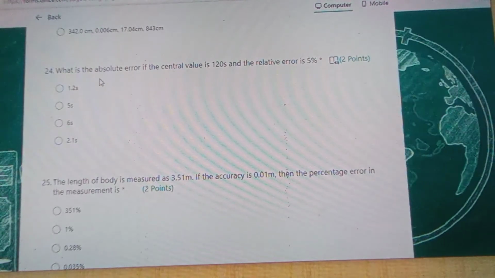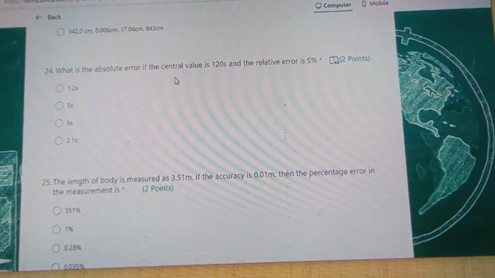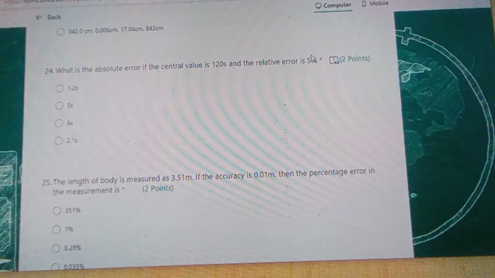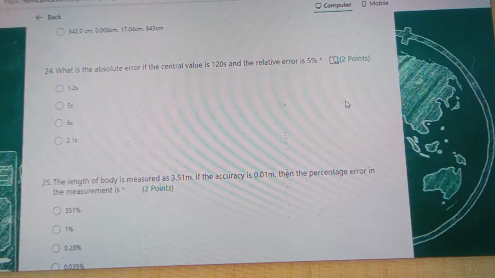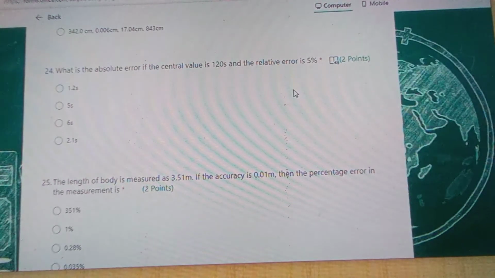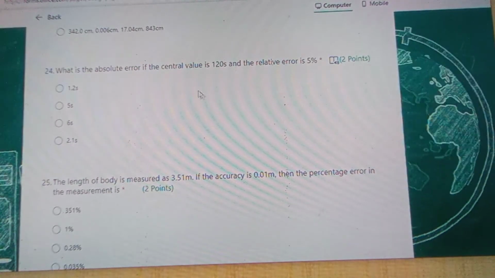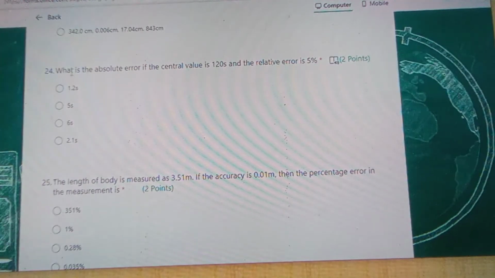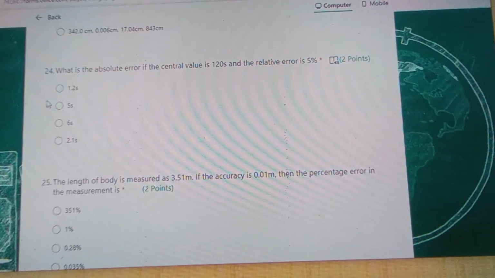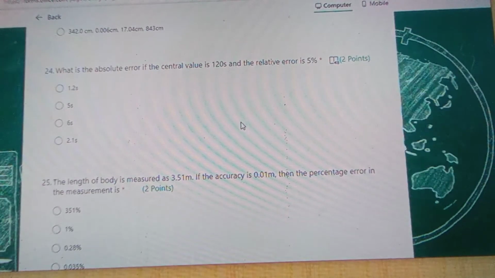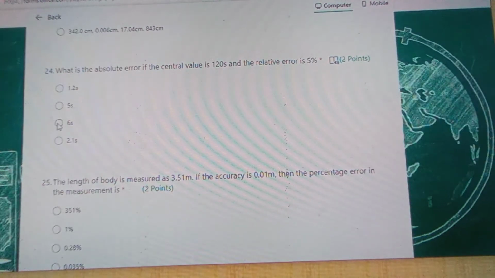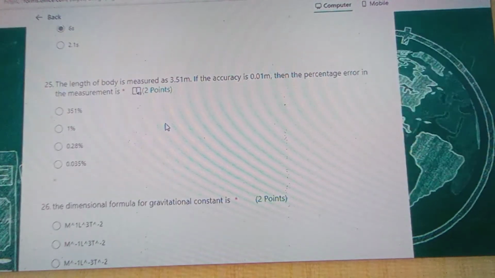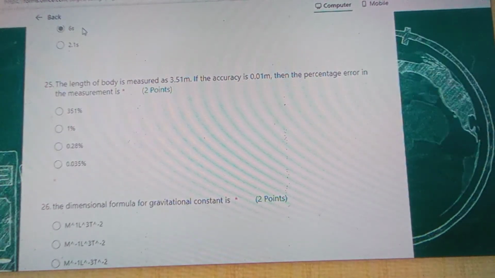24, what is the absolute error if the central value is given and relative error is given? Use that sheet, you calculate. After getting the answer, see whether it matches this list, because one of these will match your result. Now you shall choose the correct answer.